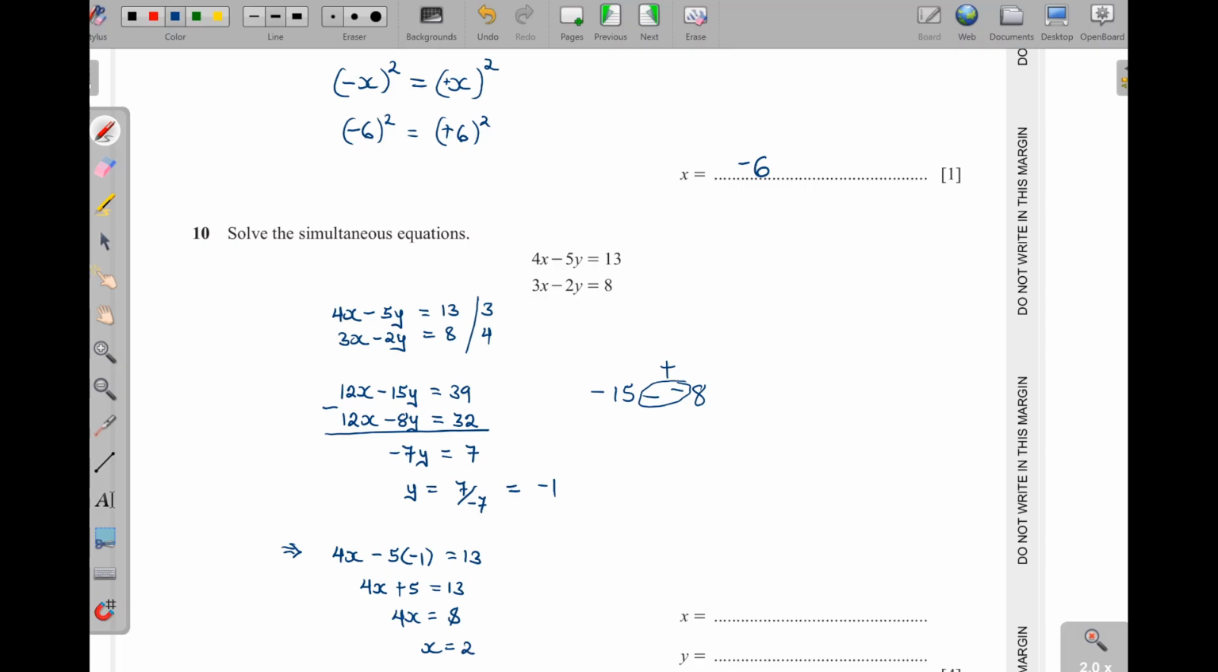Okay, I brought this one this side, it became a minus. You get it? So that is 13 minus 5, and then x becomes, this is 8, then divide by the 4, which gives us a 2. So meaning x is equal to 2, and then y is equal to negative 1.